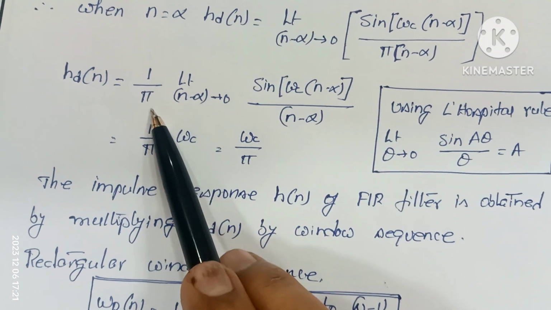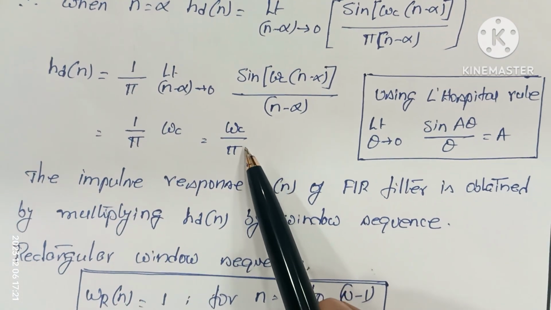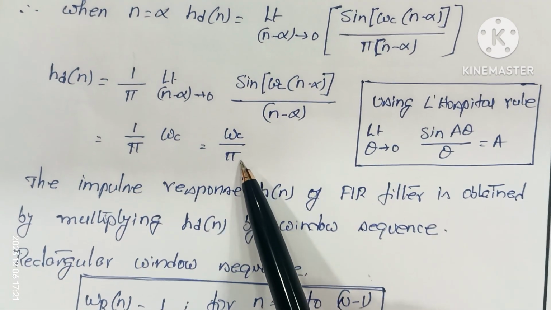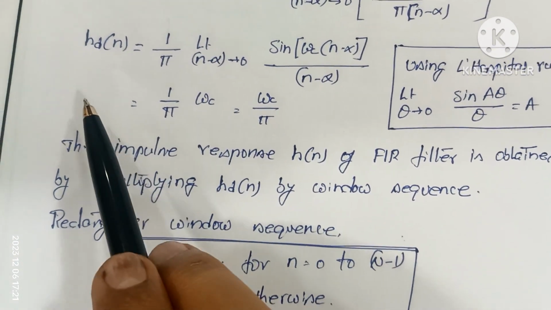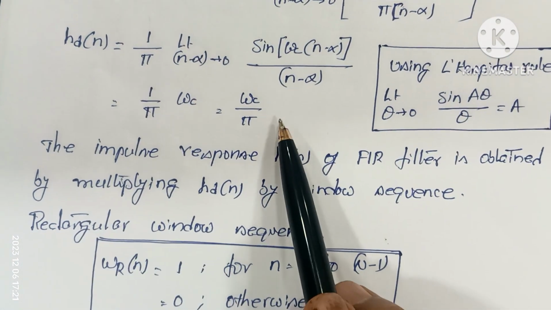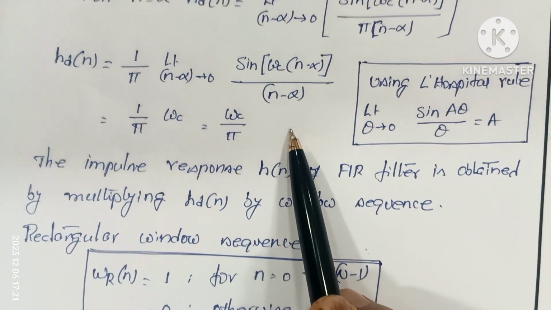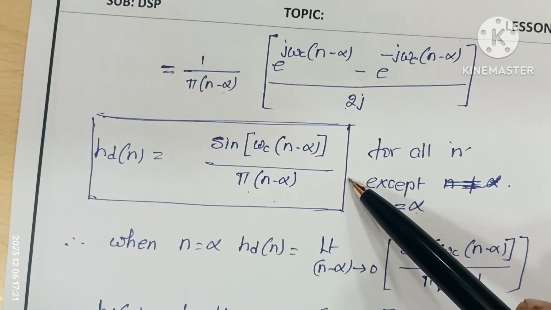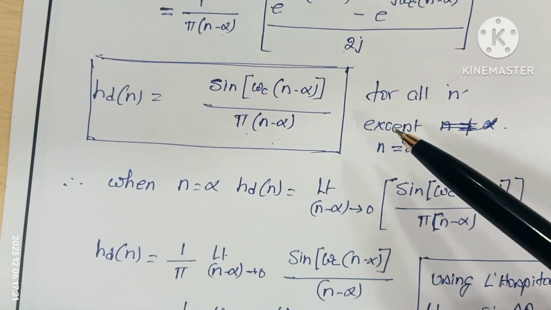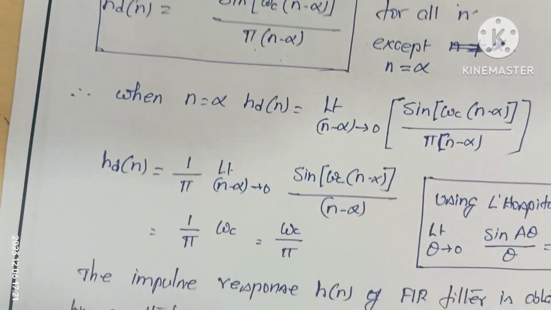And already we have a constant 1 over pi. So Hd of n is equal to omega c by pi. This is the value of Hd of n only when n equals alpha. Otherwise, this equation is valid for all values of n.